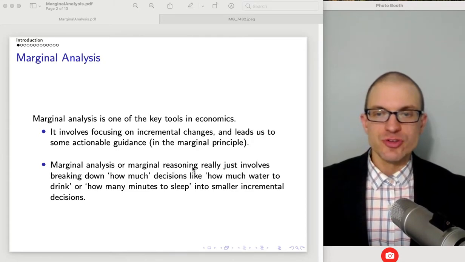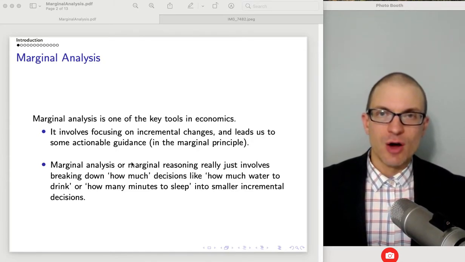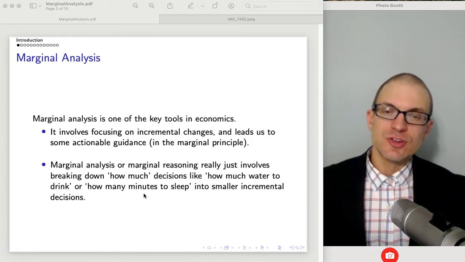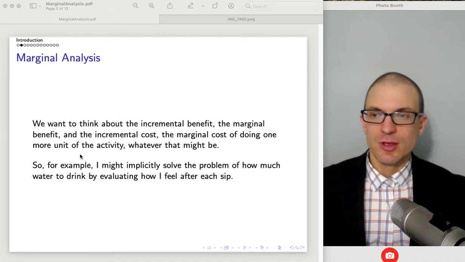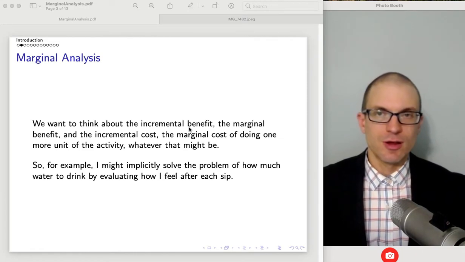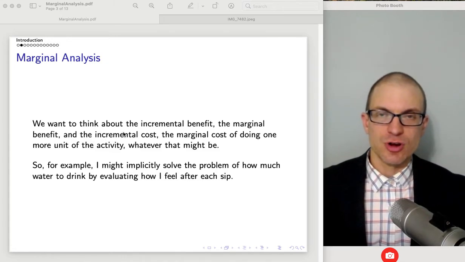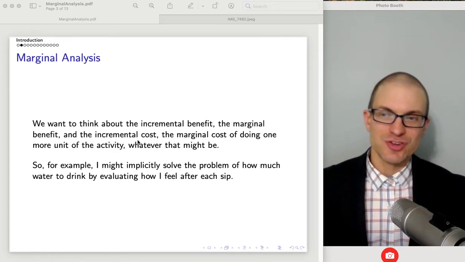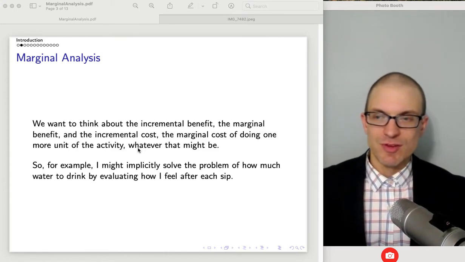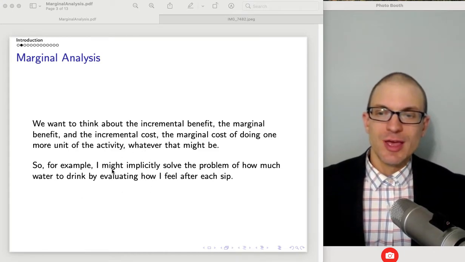Marginal analysis, or marginal reasoning, really just involves breaking down a how-much decision, like how much water to drink or how many minutes to sleep, into smaller incremental decisions. So we want to think about the incremental benefit, the extra benefit, the marginal benefit of doing one more unit of the activity, and compare it to the incremental cost, the extra cost, or the marginal cost of doing one additional unit of the activity, whatever the activity might be. So in the water example, I'm implicitly solving the problem of how much water to drink in total by evaluating how I feel after every sip.